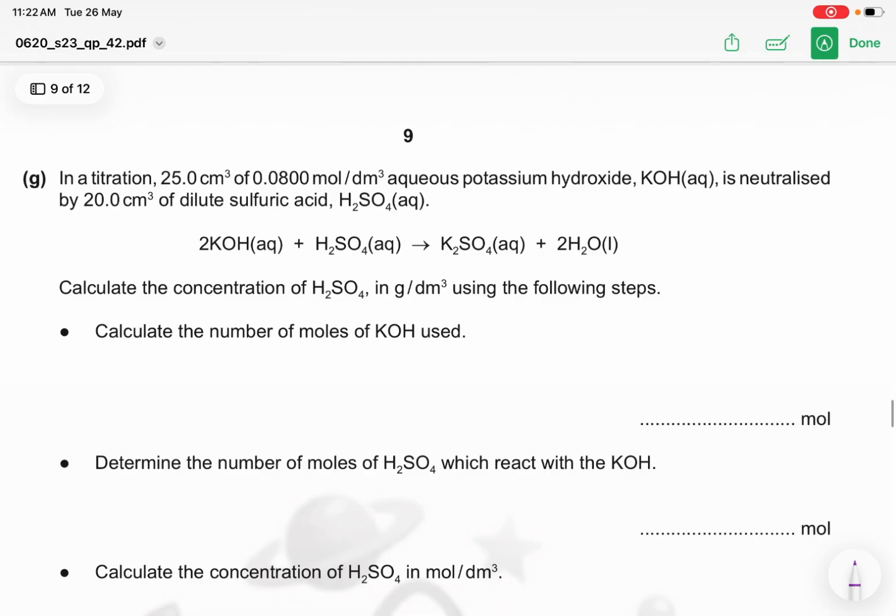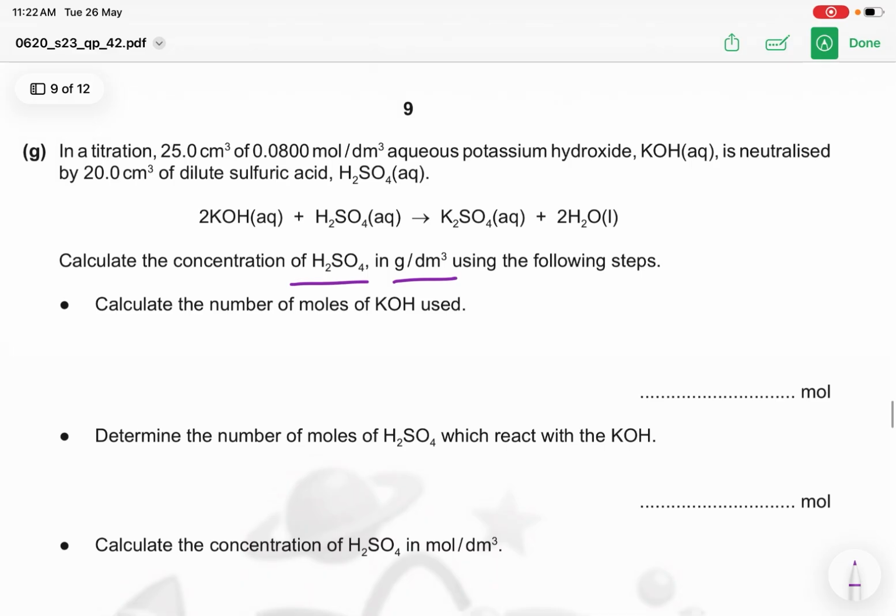G. In a titration, 25.0 cm cube of 0.0800 moles per dm cube aqueous potassium hydroxide is neutralized by 20.0 cm cube of dilute sulfuric acid. Equation is also given to you. Calculate the concentration of sulfuric acid in gram per dm cube using the following steps. First of all, we have to calculate the number of moles of KOH. We already have the values, that is cm cube is volume, mole per dm cube is concentration.